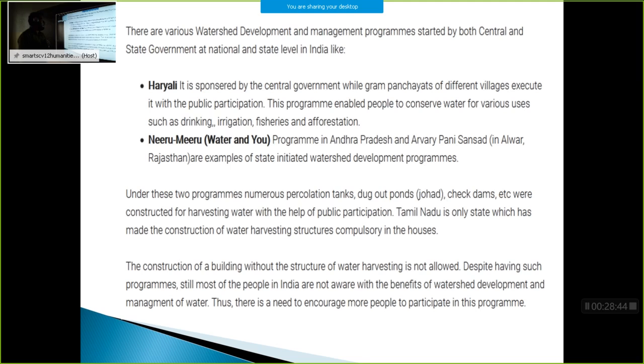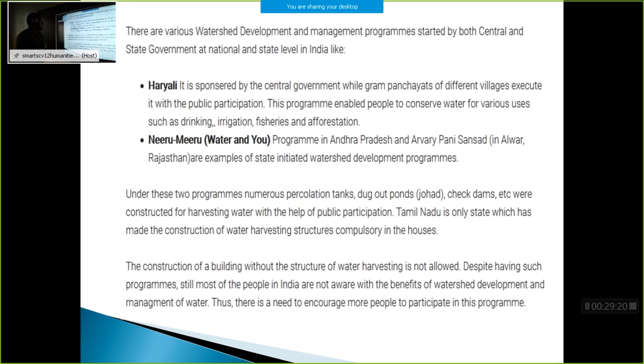Next is Neeru Meeru, that is water and you. That program was in Andhra Pradesh, and Arvari Pani Sansad is in Rajasthan. These are development programs initiated by the state governments, also regarding water conservation and water management. Under these two programs, numerous percolation tanks, dugout ponds, check dams, etc. were constructed for harvesting water with the help of public participation.